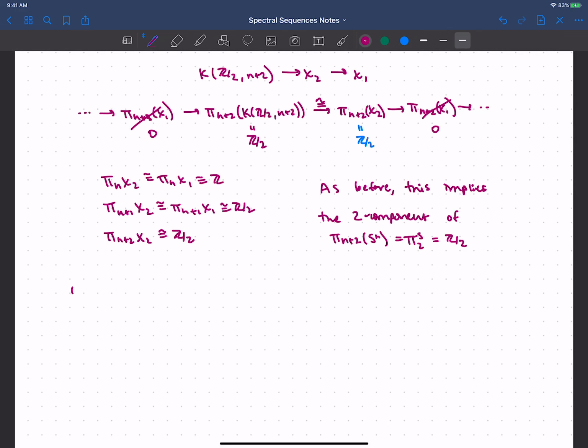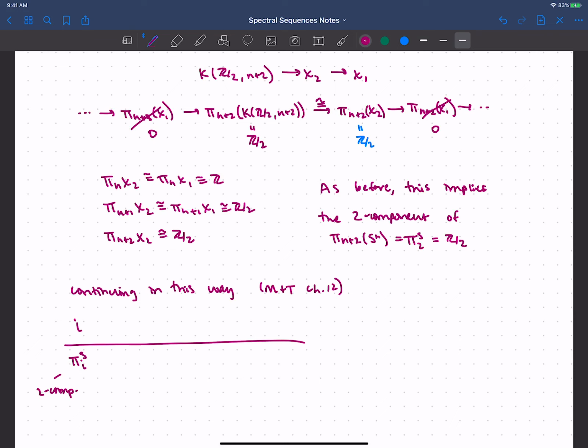But continuing in this way, and in fact they go through this in Mosher and Tangora chapter 12, so that's what I'm following here, then we can get the two component of the stable homotopy groups. So they can get as far as, let me remind you, this is just the two component.